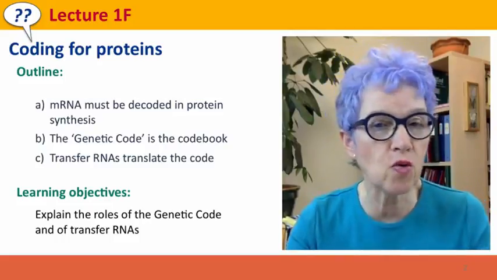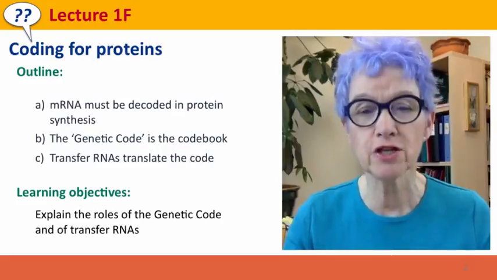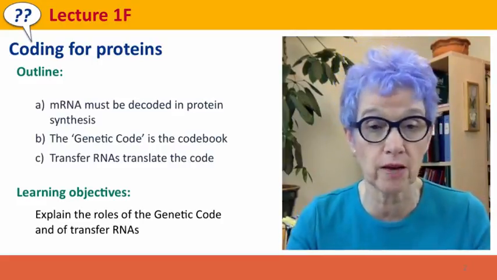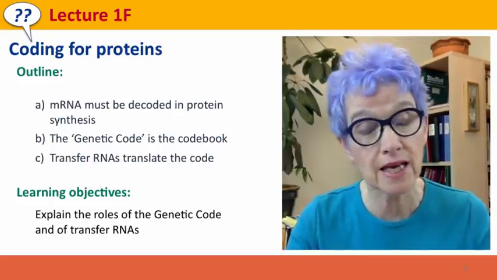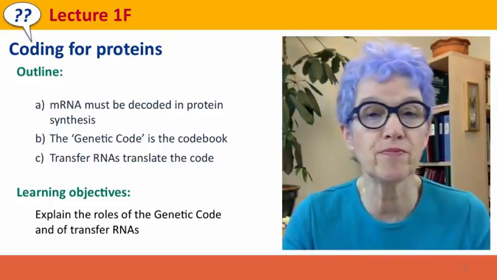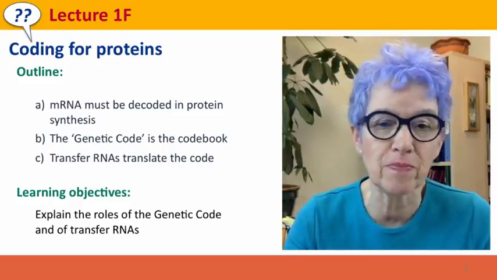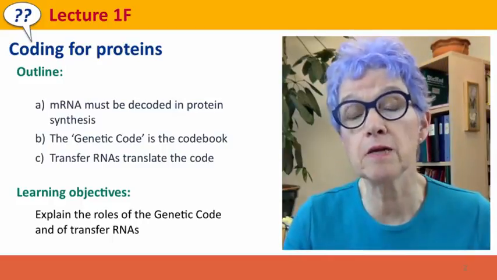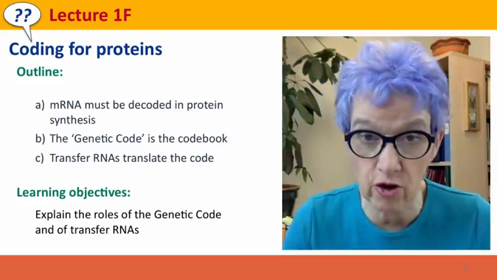The genetic code isn't the DNA sequence. The genetic code is the code book that explains how the translation from one language to another is going to happen, just like any other code book or a foreign language dictionary. The actual translation is done by molecules called transfer RNAs.